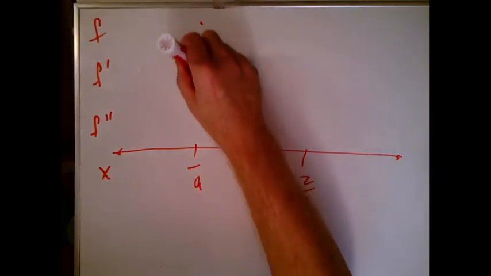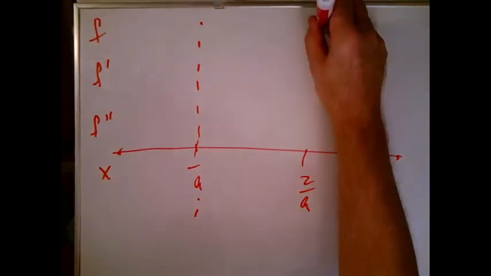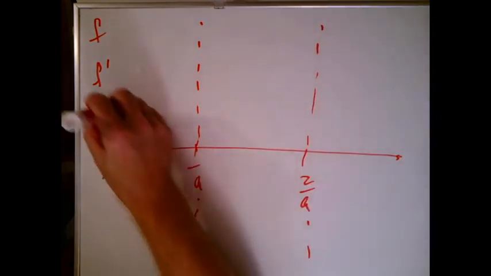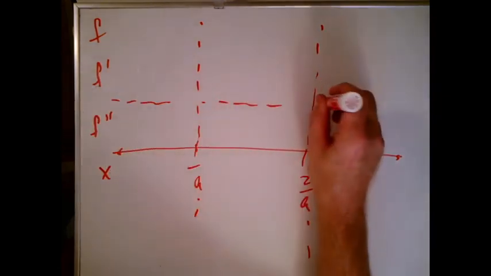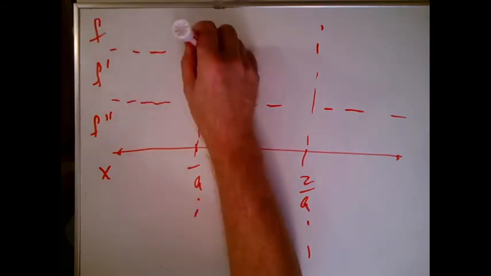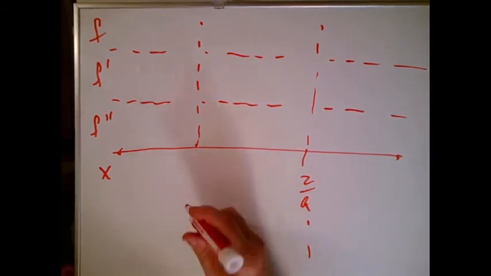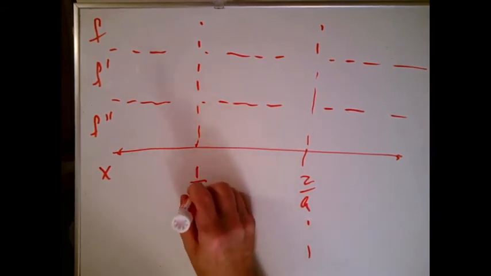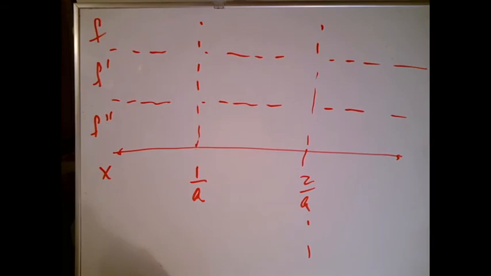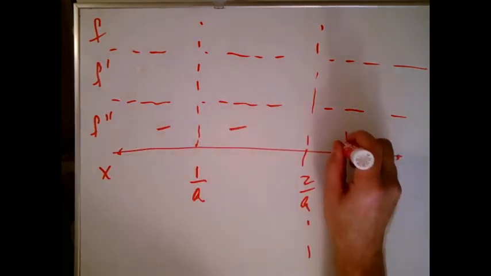And remember, this is exactly how we organized it about 3 weeks ago. That's the difference from 3 weeks ago till now. We had to earn the sign charts. It was pretty bad. So let's see here. This is supposed to look like 1 over a. Let's make it look like 1 over a. Good. Now what happened with the second derivative? The second derivative, it was negative until 2 over a and then positive.